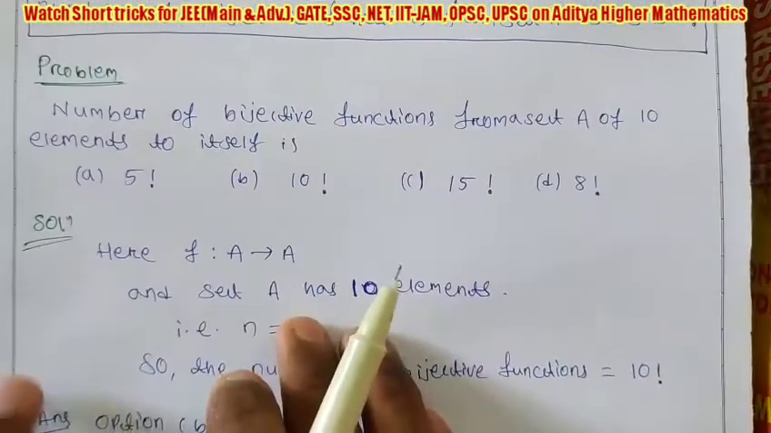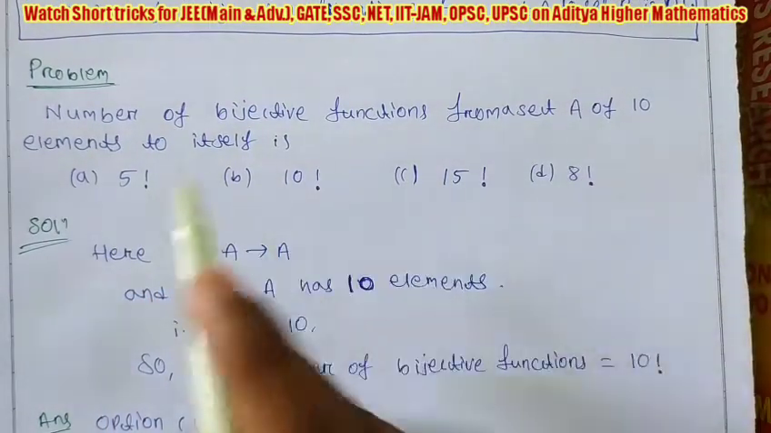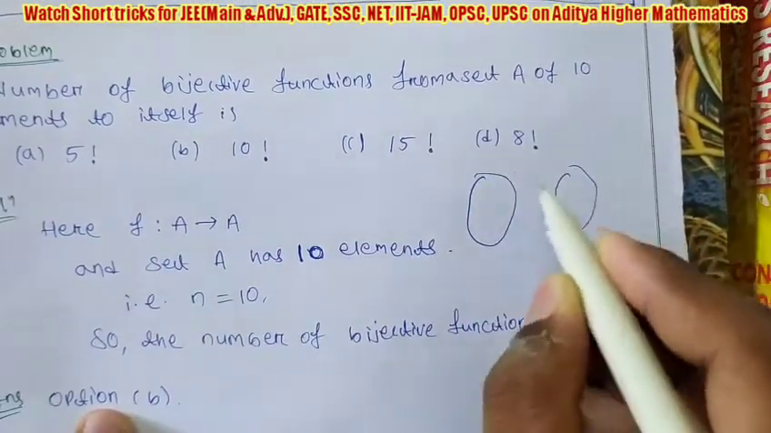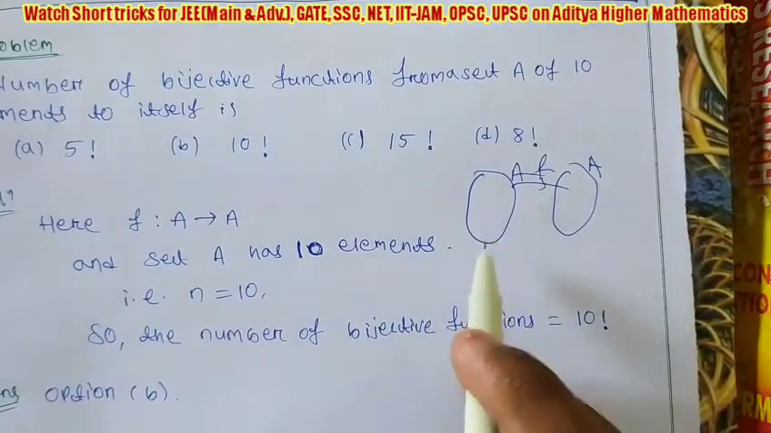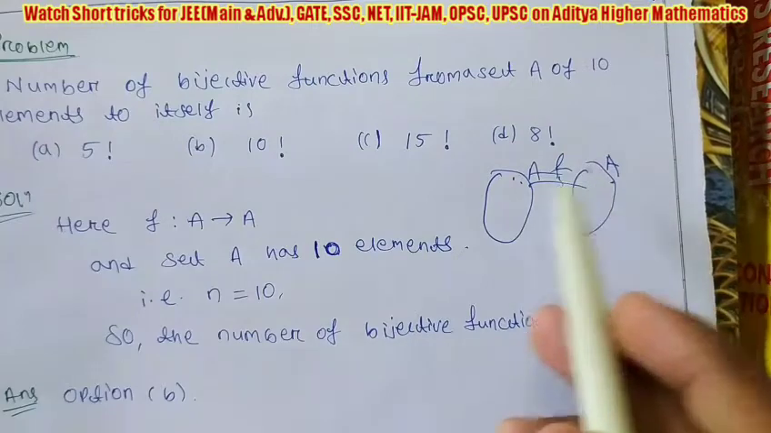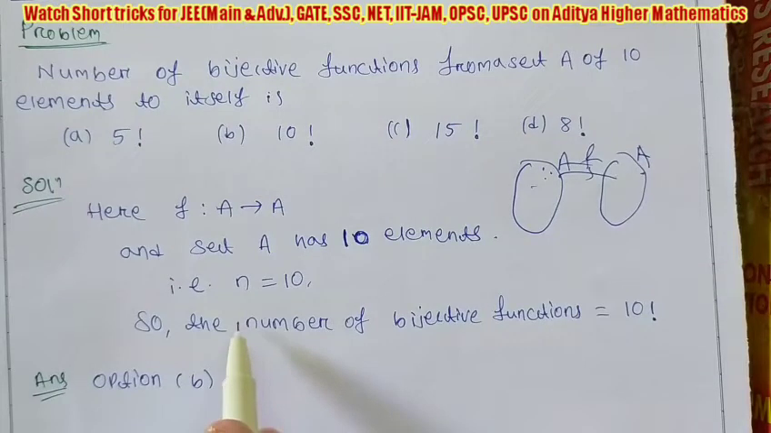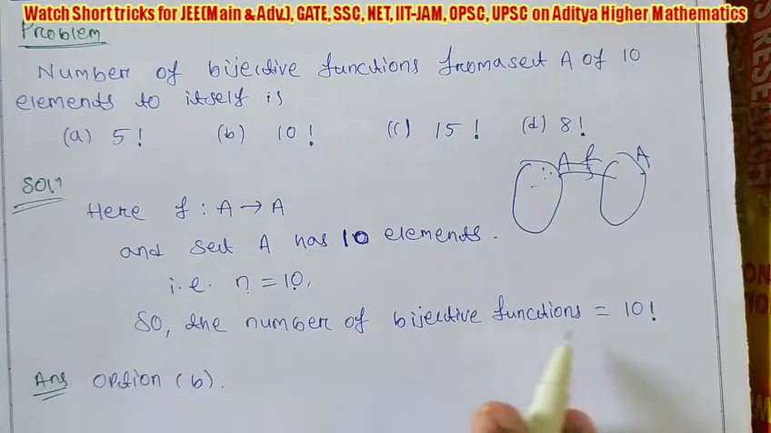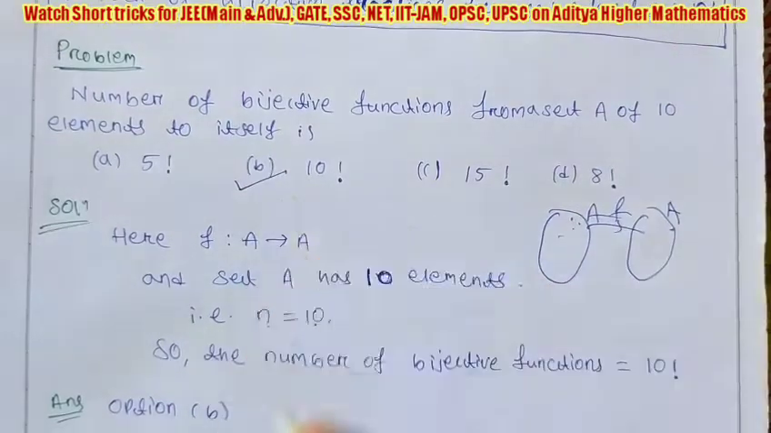So now we will solve that question. Number of bijective functions from a set A of 10 elements to itself. That means the question is given from set A to set A only, and it contains 10 elements. It is a mapping from A to A, and both sets contain 10 elements. Then what is the trick for bijective functions? I told you that it is n factorial. That means when n is 10, the number of bijective functions is 10 factorial. Simple. That means which option is correct? Option B.